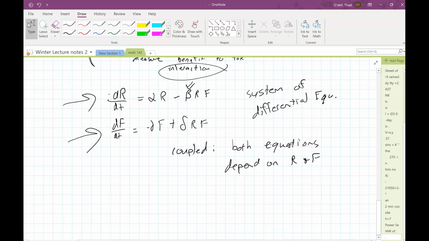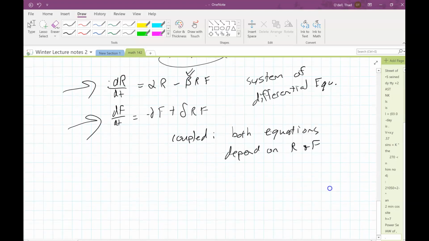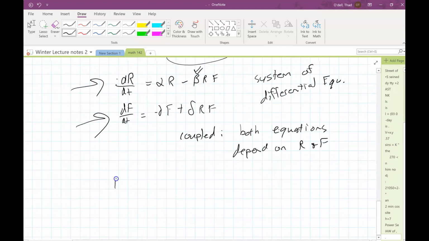But we'll have a much lower success rate in solving them for an actual function. Of course, if we were to solve them, we'd have to come up with an r of t and an f of t, since it's a system of equations. Just like when you solve a normal system of equations that weren't differential, you had to come up with an x and a y. So a number for the x variable and a number for the y variable. So you'd never say the solution of a system of equations is 5. It'd have to be 5 and 7 or something like that.